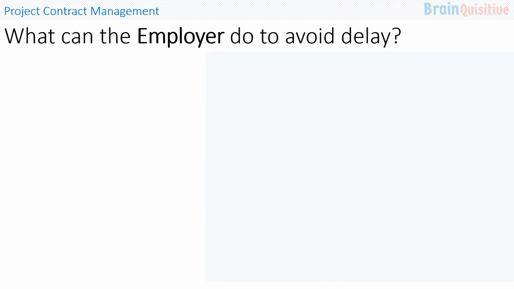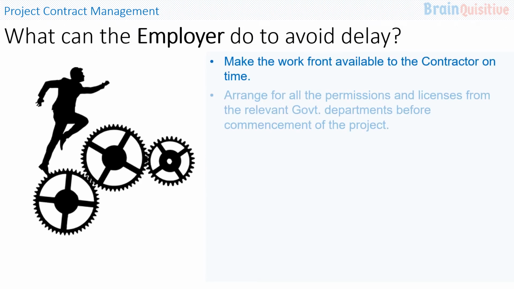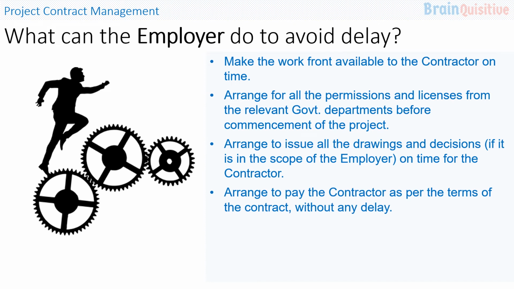What can the employer do to avoid any kind of delay in a construction project? They can make the work front available to the contractor on time, and arrange for all the permissions and licenses from the relevant government departments before commencement of the project, for which the employer is responsible. They can arrange to issue all the drawings and decisions, if it is in the scope of the employer, on time for the contractor.